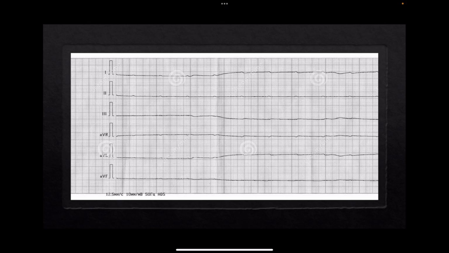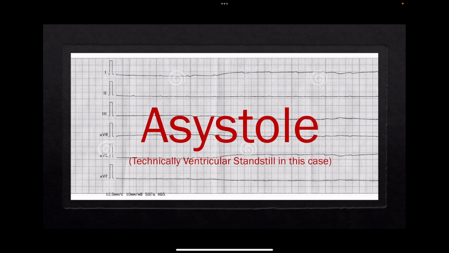Okay, what is this one? Asystole. Yep, and this is going to be red. Ventricular standstill is another one. Yes, you have to do something or this patient's going to die.